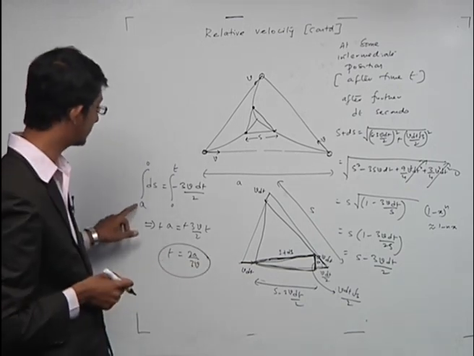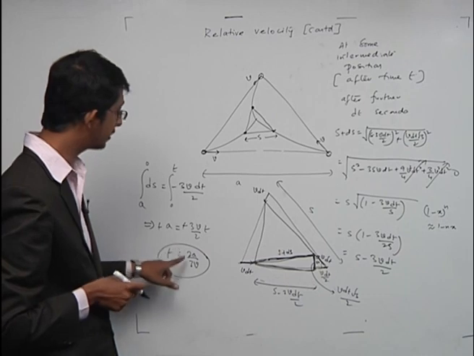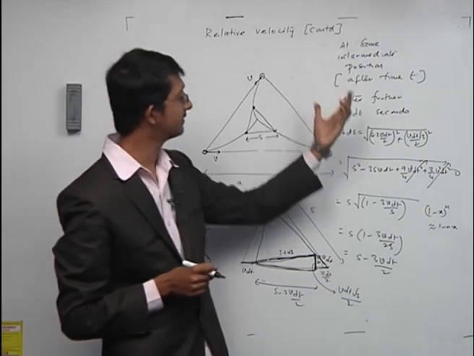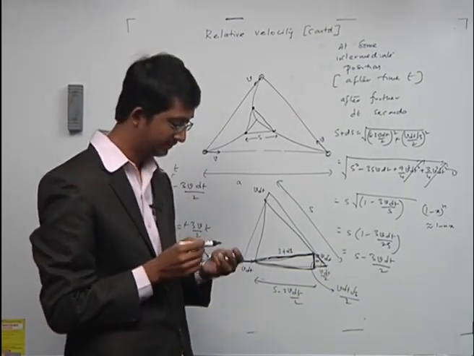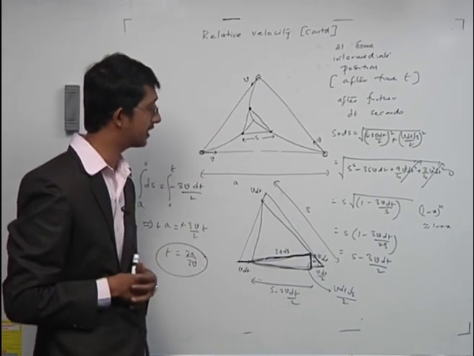So I'll make this correction. The initial separation between the particles is a. So we get 2a by 3v. So it's a very neat method using calculus. Okay, so I hope you got the concept here, what we are trying to do.